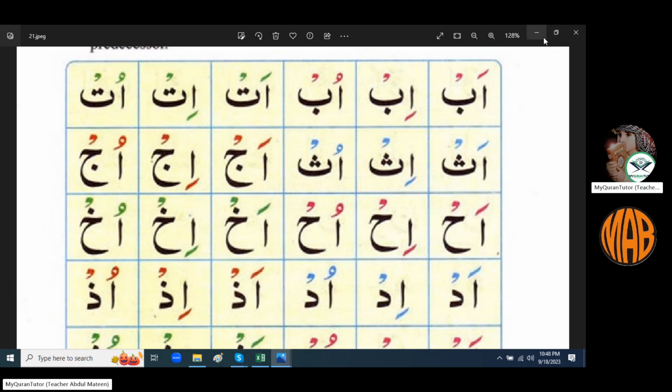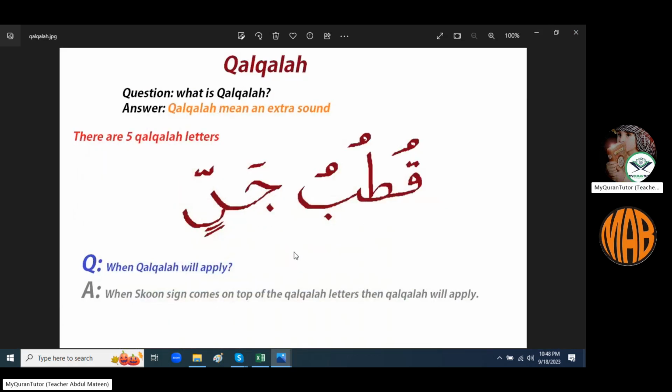Now we were talking about qalqala letters. The question is, when will we do qalqala on these letters? Basically these are qalqala letters, but we cannot do qalqala on them without a reason. There is one reason to do qalqala on these letters. When there is a sukoon sign on top of any of these letters and it becomes sakin, then we have to do qalqala. We will pronounce an extra sound.